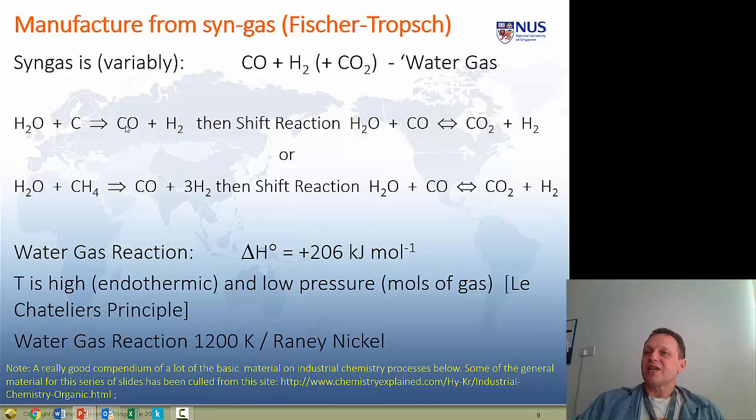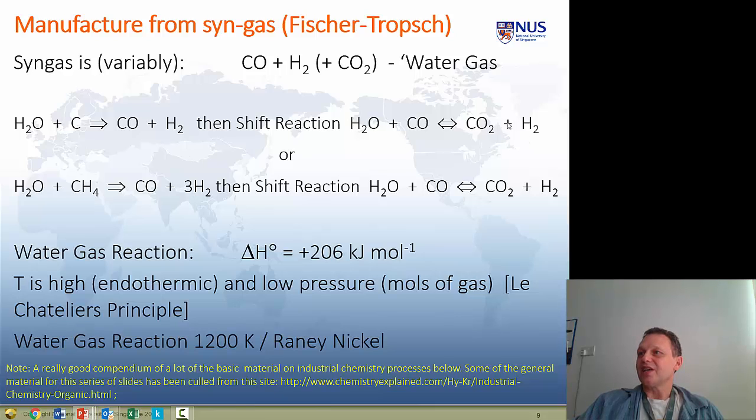For both these cases where you've used the water-gas reaction, you then need to do a shift reaction to increase the amount of hydrogen. The water-gas reaction is endothermic, which means that you're usually looking at high temperatures to do this reaction. 1200 Kelvin over rhenium and nickel will usually do the job.